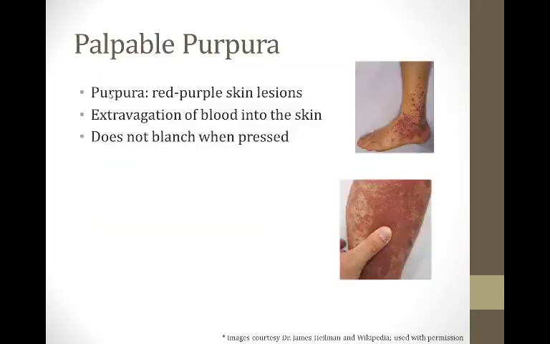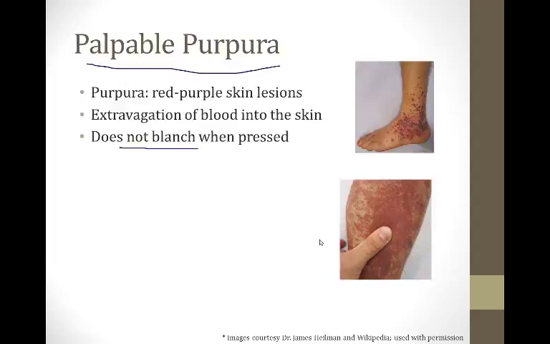Before we go any further, let me define a very important physical exam finding among patients with vasculitis, and that's palpable purpura. So purpura means red-purple skin lesions, and it's due to extravasation of blood into the skin. And a very important feature of purpura is that these lesions do not blanch when pressed. So if your skin turns red from increased blood flow and hyperemia, that will blanch when it's pressed. But if it's red from extravasation of blood, it will not blanch when pressed.